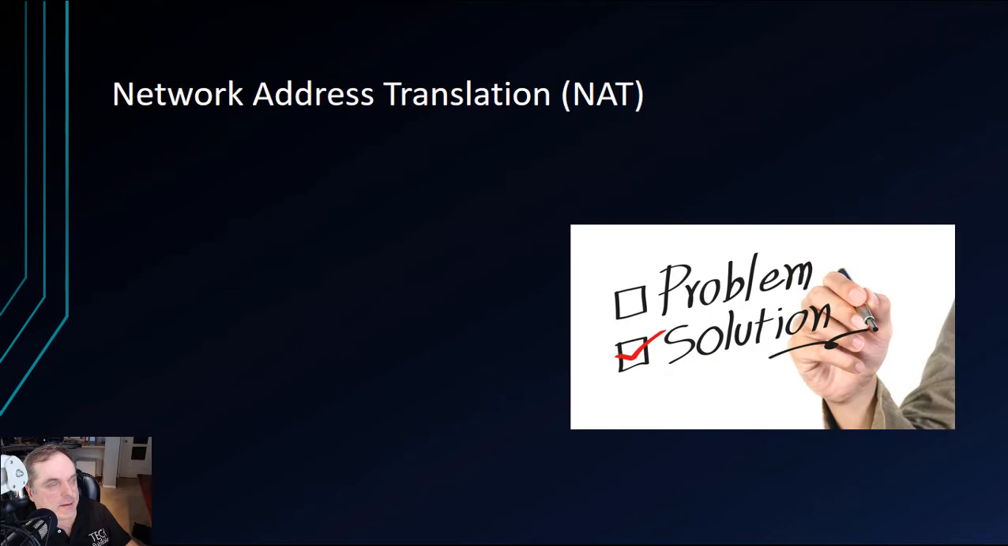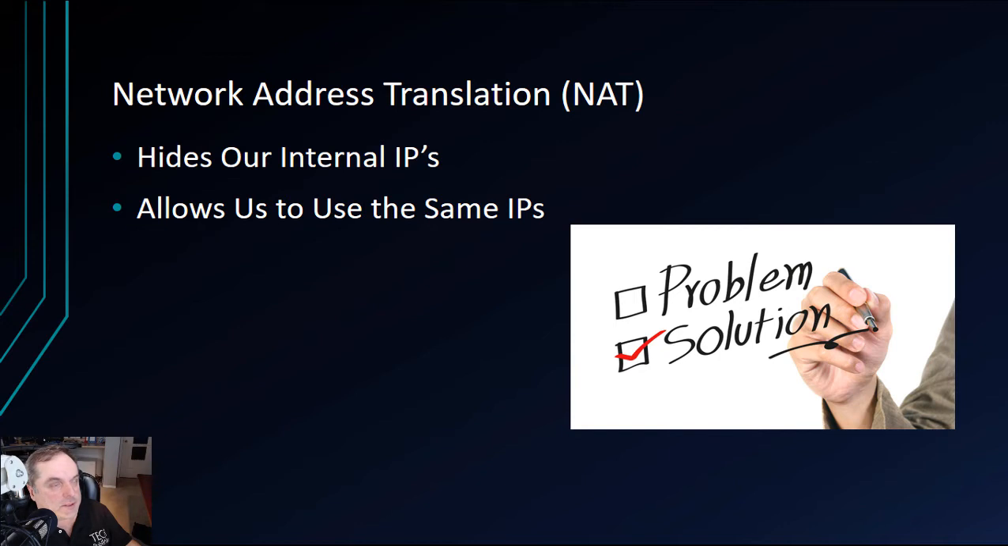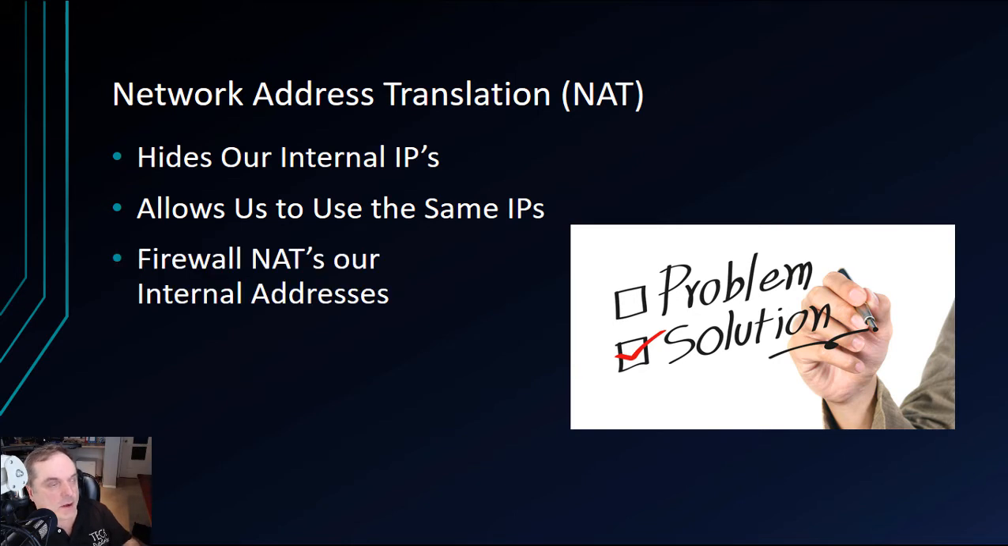Well, how do we do that? We do that using what's called network address translation. And what it does is it hides our internal IP addresses, and it allows us to use the same IPs over and over. So how does this work? When we use an IP address such as 192.168.1.1 and we go out to the Internet, we don't broadcast our internal IP address. We broadcast the public IP address that's on the outside of the firewall. And it uses something called HideNAT. HideNAT basically hides all of our internal IP addresses through one public IP address.